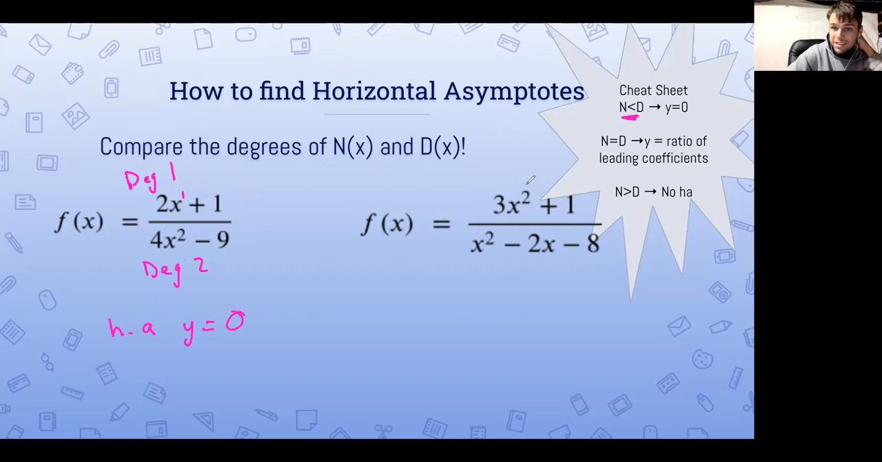Here, the degree is equal. We have degree 2 on top and degree 2 on the bottom, exponent of 2, exponent of 2. So this one is the ratio of the leading coefficients, 3 over 1, which is y equals 3 for our horizontal asymptote. Pretty easy. We just need to remember these rules for horizontal asymptotes. And we didn't have an example of this, but we'll have plenty of those in the next section.